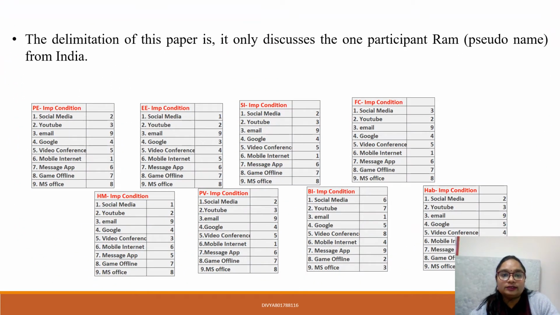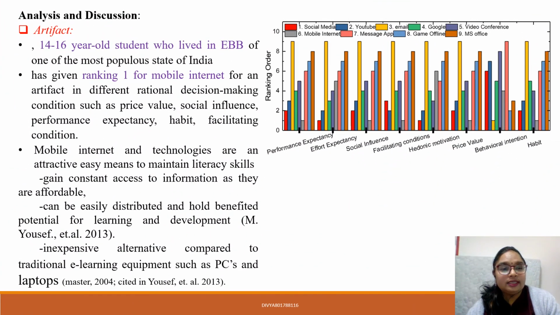The delimitation of the study is that only one participant, Ram from India, is discussed, according to different conditions. He has done his ranking. Analysis and discussion. In this part, the first one is the artifact.